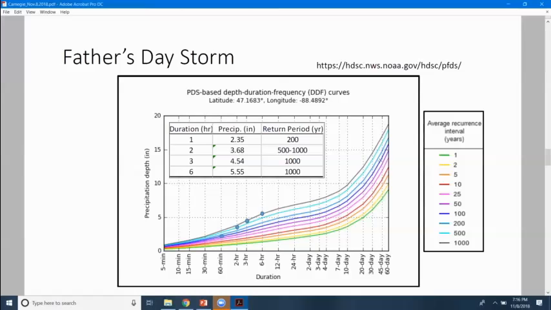Based on the National Weather Service statistics, based on historical measurements, which were updated not that long ago, I think 2014, maybe, these dots show where these rainfall depths would trace on those curves. For the 3-hour and 6-hour durations, that's very close to what they consider to be a 1,000-year storm. So it has about a 0.1% chance of occurring in any given year, right? It's highly unlikely, but again, this is based on historical records.